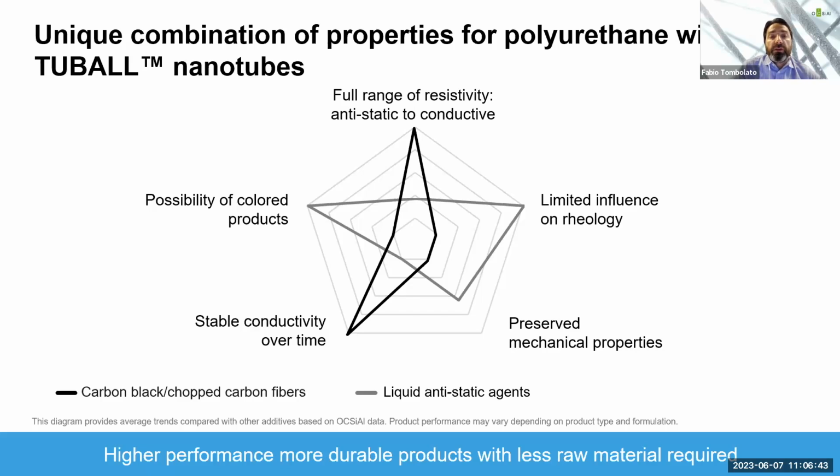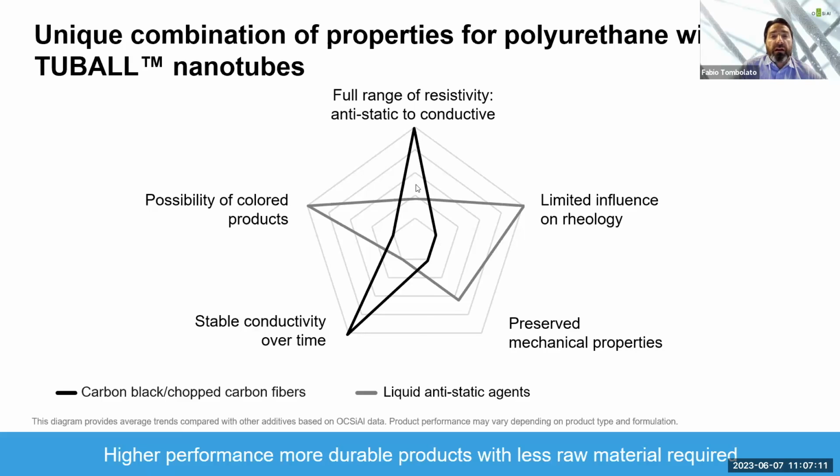Alternative materials that can be used are liquid antistatic agents. They are liquid, so they have limited influence on the rheology, and it is possible to develop colored products. But they are very limited in the range of conductivity. So basically, only antistatic products are possible. And furthermore, the conductivity that liquid antistatic agents will bring is strongly affected by the humidity of the ambient.